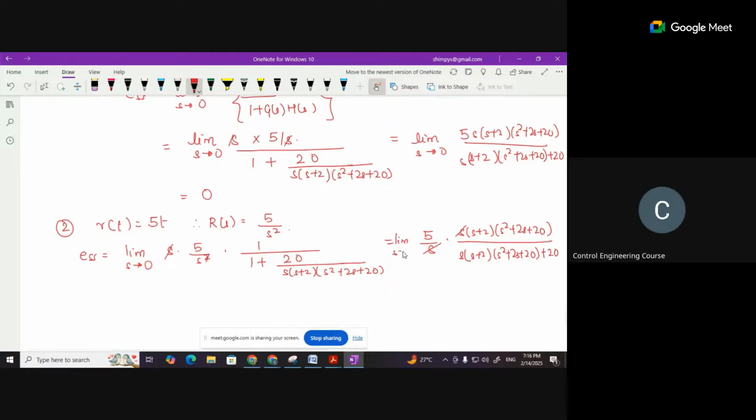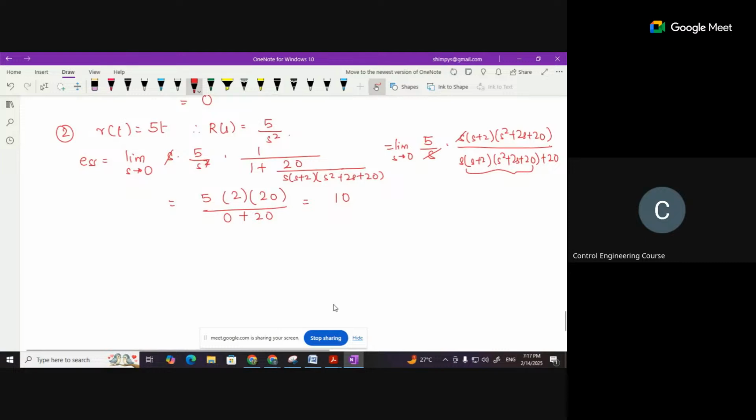Limit s tends to 0 of course. And how much will you get? 5, 2, 20. This entire thing will become 0 plus 20. So this comes out to be 10. Right? Yes.